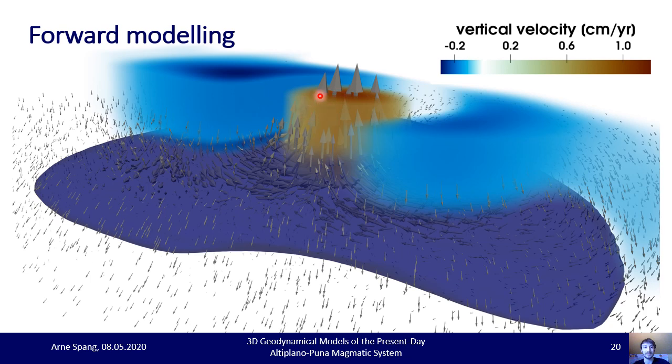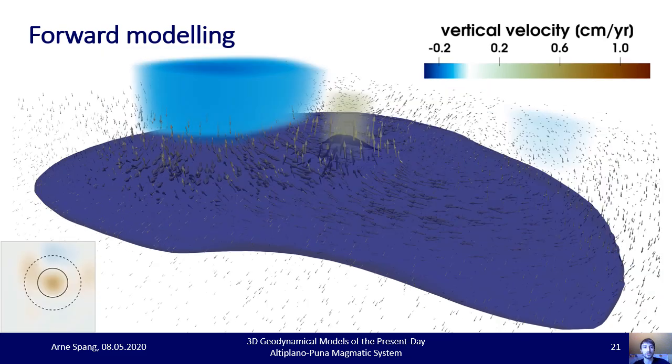And we can nicely see we have this area that is uplifting in the center, and then we have this ring around it that is subsiding, just like we can see it at the surface. So I decided to play around with this central rise a bit more. In this case, I just made it 50% narrower, so I reduced the diameter by 50%. And we can see the same pattern, but it's much, much weaker.